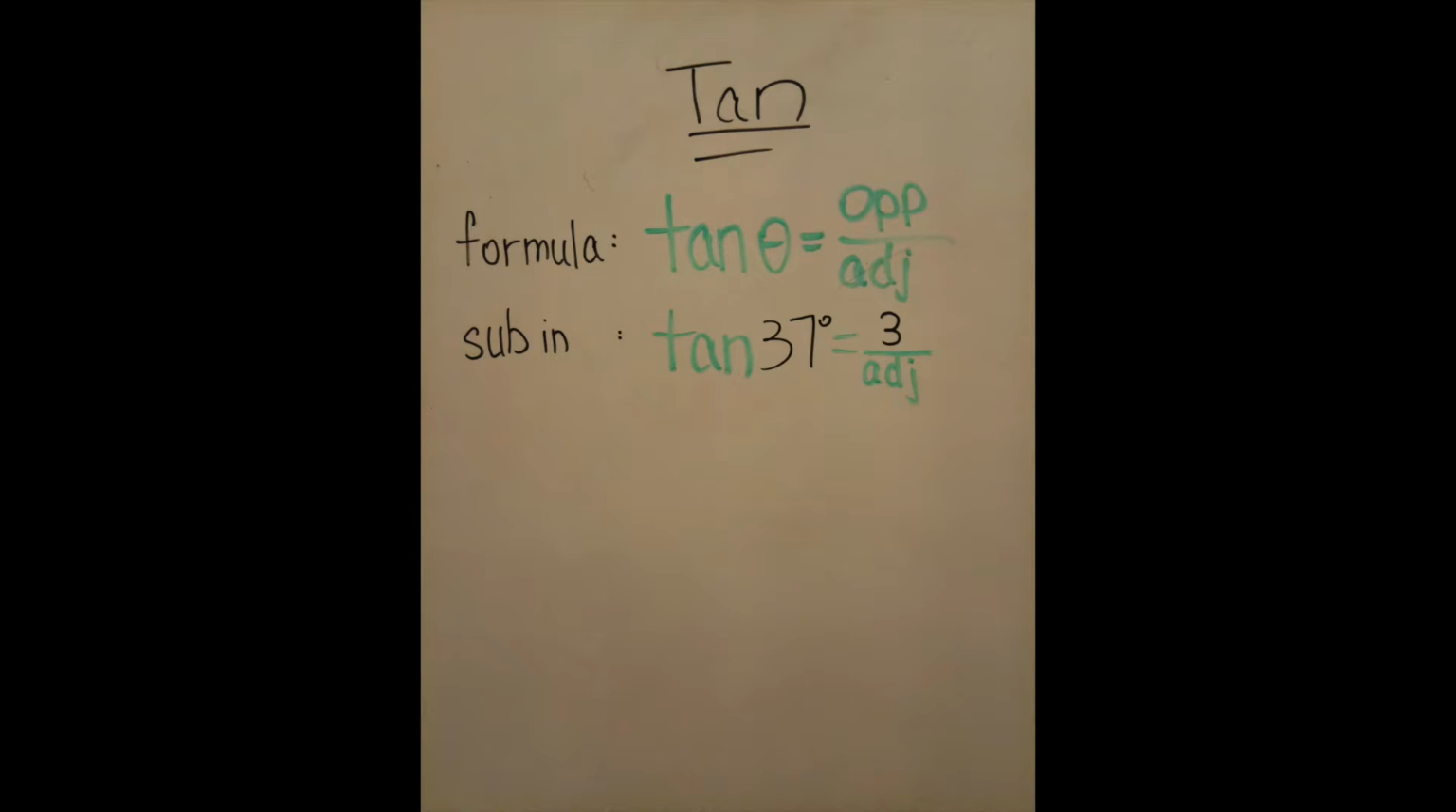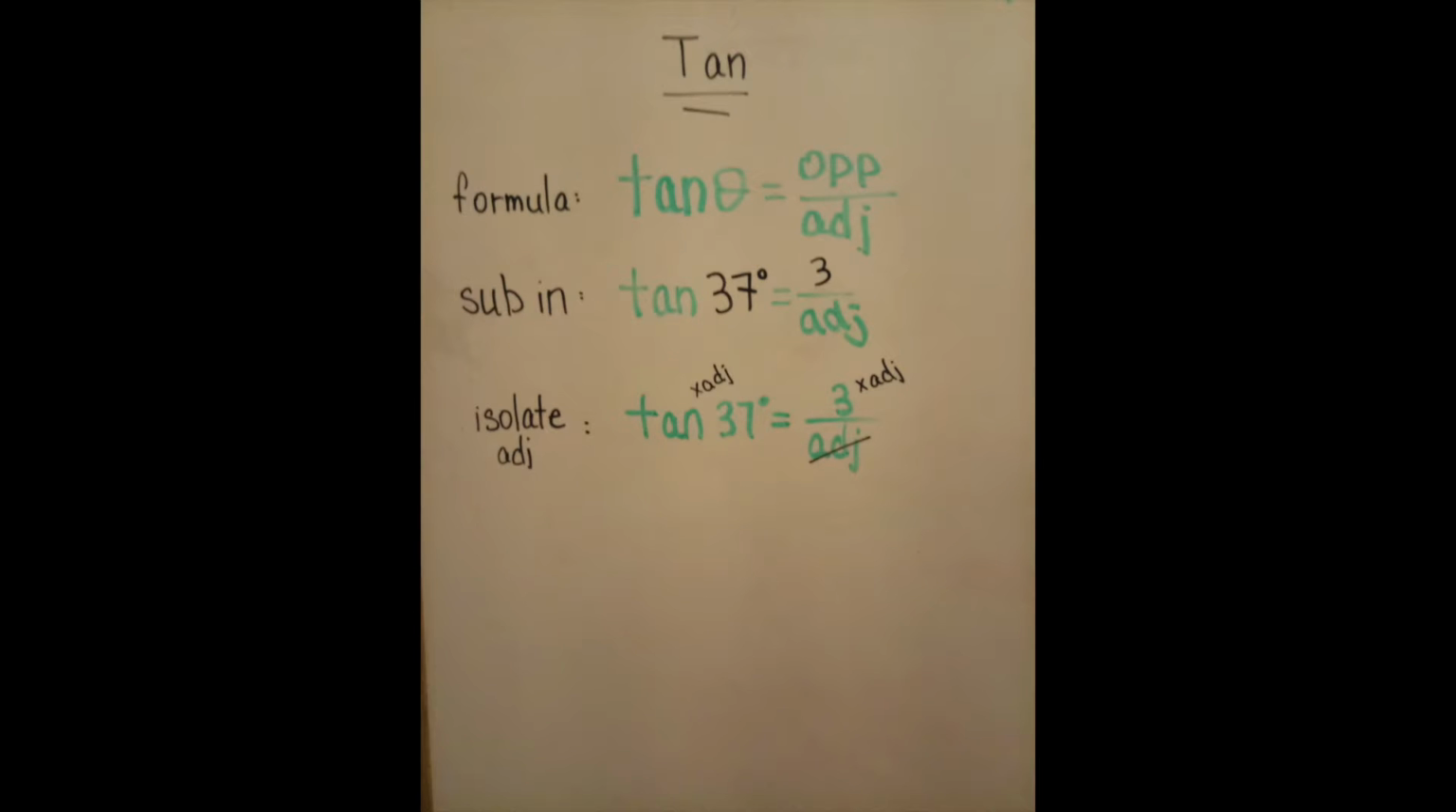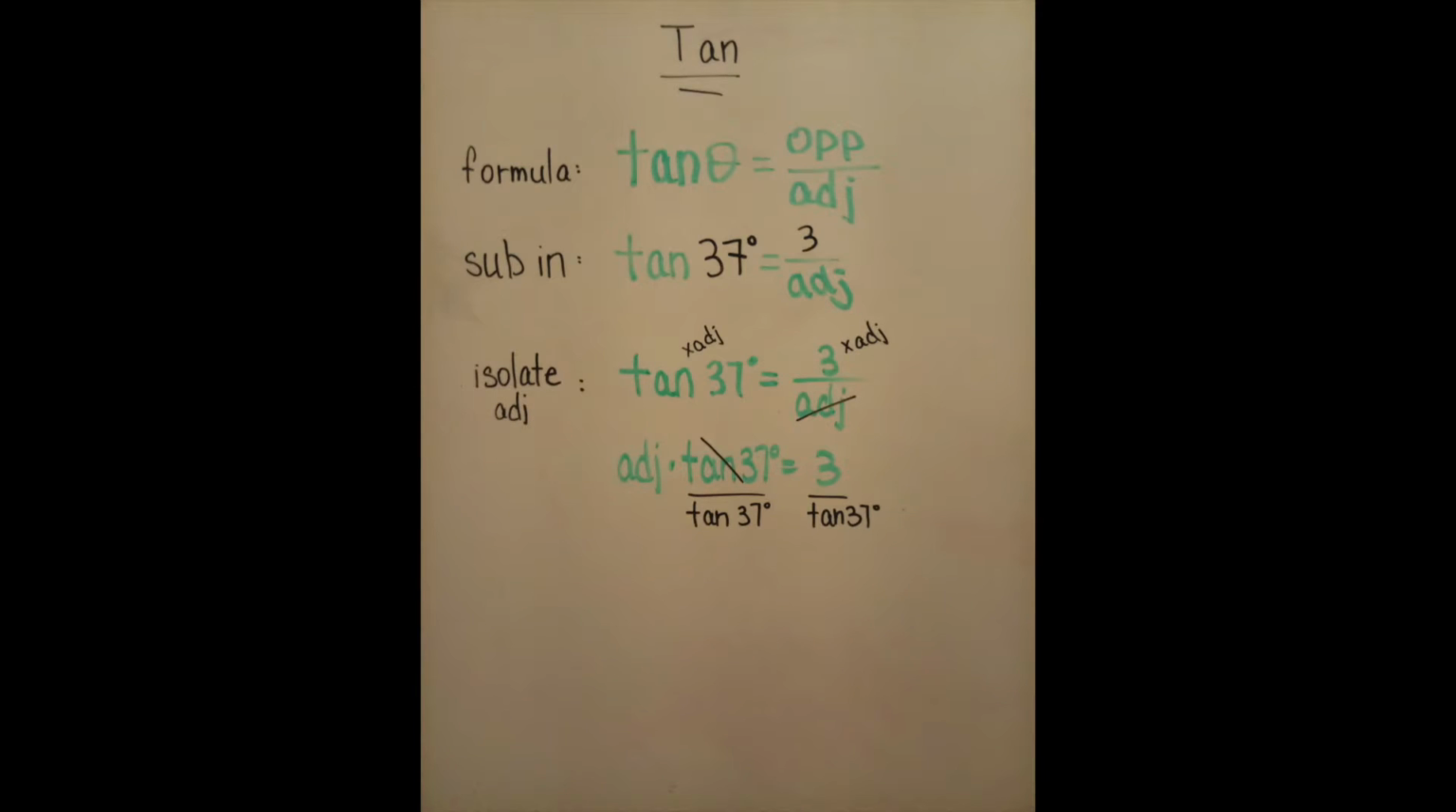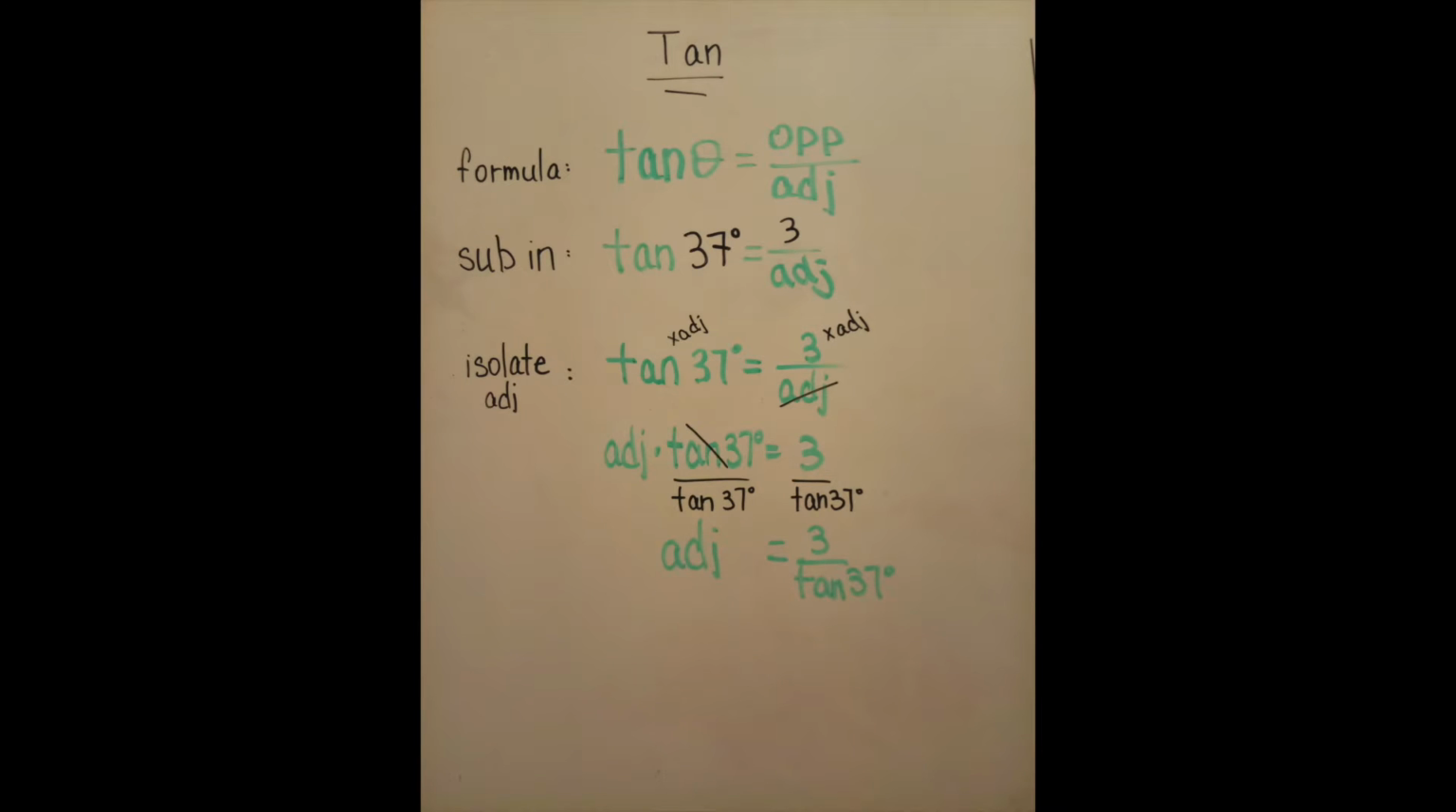To calculate with tan, we first write down the formula, which is tan theta equals opposite over adjacent. Second, we sub in 37 to replace theta and 3 to replace opposite, which becomes tan 37 equals 3 over adjacent. Third, we need to isolate adjacent by multiplying adjacent on both sides to get rid of the fraction, and that will make the equation adjacent times tan 37 equals 3. Now we can isolate adjacent by dividing tan 37 on both sides, and then it becomes adjacent equals 3 over tan 37.